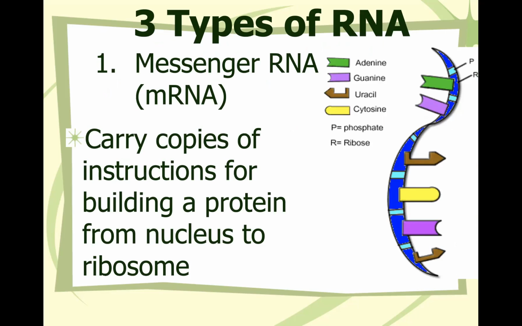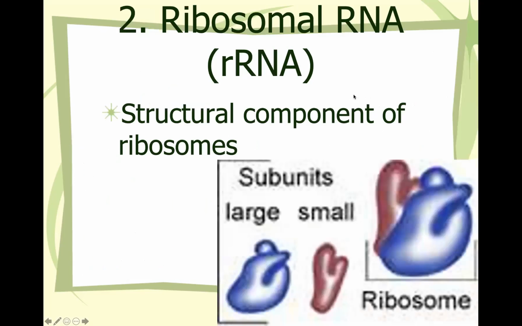So we already said that messenger RNA carries copies of instructions for building proteins from the nucleus to the ribosome. That's only true in eukaryotes, right? Again, in prokaryotes, this process is happening out here in the cytoplasm. We're going to get the transcription of DNA into RNA. And we know that we're going to have complementary base pairing occurring, but instead of thymine, we have uracil in RNA, okay?